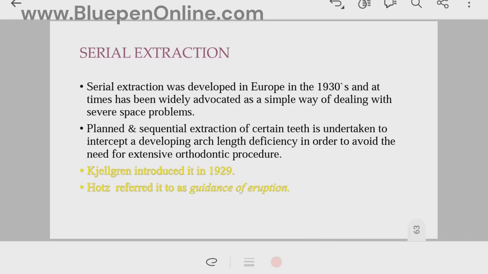So what is serial extraction? You know what is serial extraction? It is a planned and sequential kind of extraction of teeth, so as to intercept a developing arch length deficiency in order to avoid the need for extensive orthodontic procedures. You are removing some teeth in advance in order to prevent a coming malocclusion.